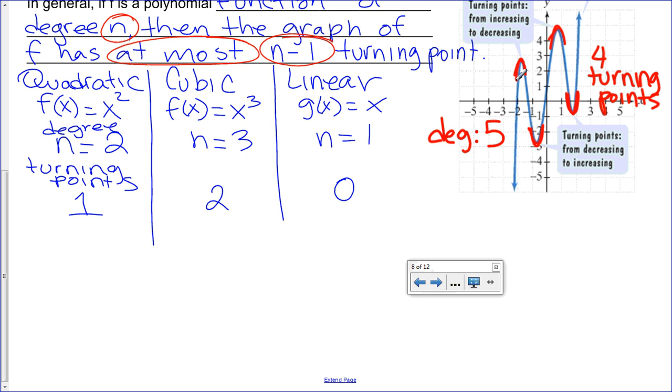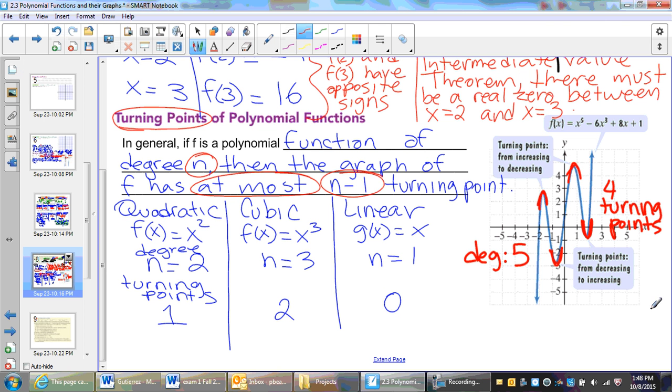Okay, so I'm going to pause the video. We're going to go on a break. And then when we come back, we'll finish the section, and then I'll go over your test. Is there a way of finding out the degree?